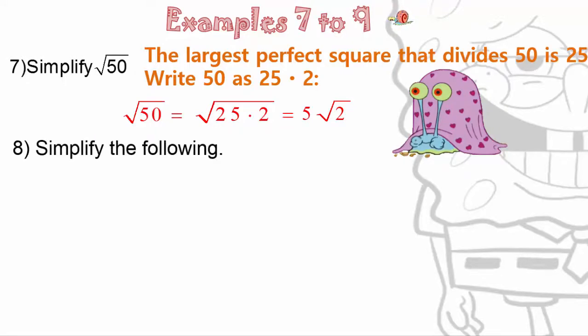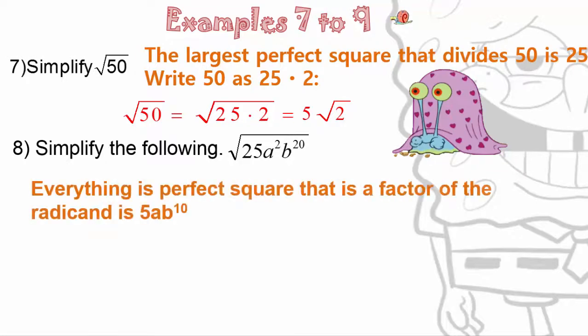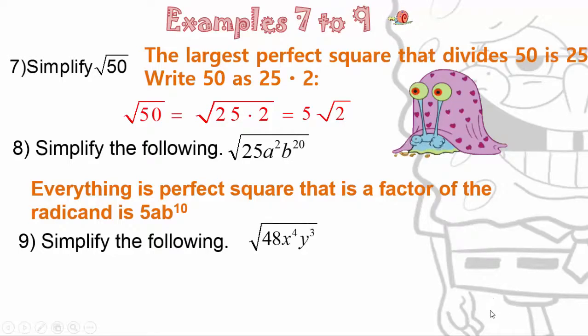In number 8, we're asked to simplify the square root of 25, a squared, b to the 20th. In this one, everything is a perfect square. That is, a factor of the radicand is 5a b to the 10th. In number 9, we're asked to simplify the square root of 48, x to the 4th, y to the 3rd. So let us go over to the whiteboard and work this one out.